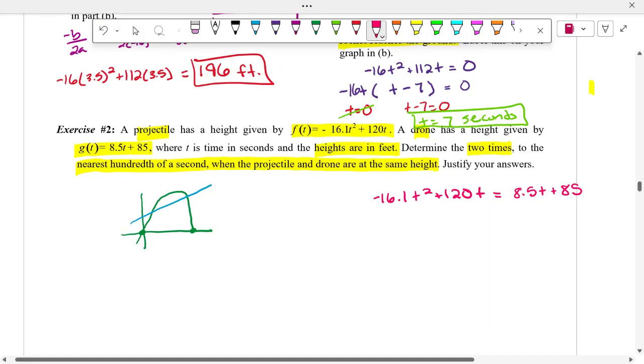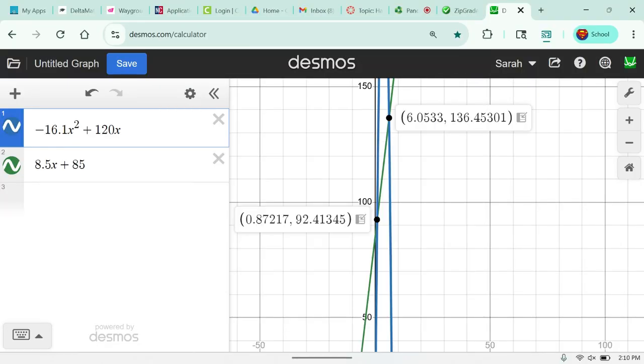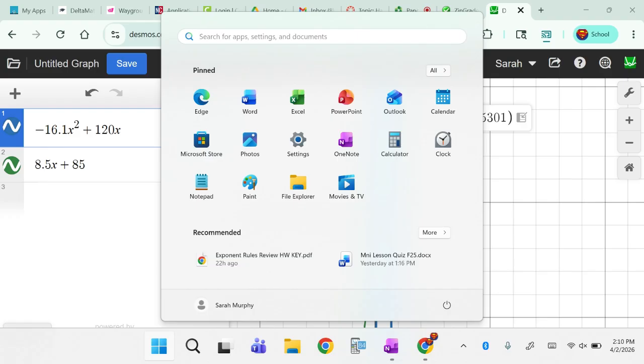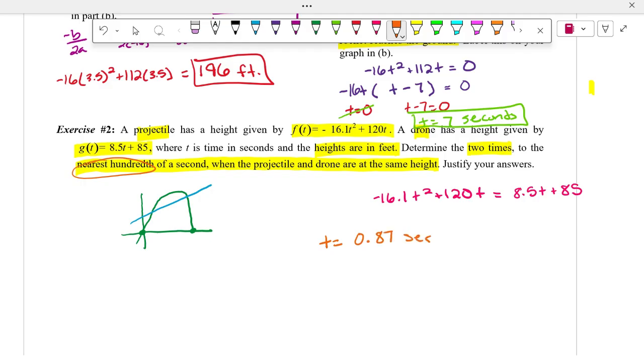Because it wants it to the nearest hundredth, t would equal 0.87 and 6.05. So it would be at 0.87 seconds and, what did I say, 6.05 seconds. So that's when they would be at the exact same height, which would be here and here.